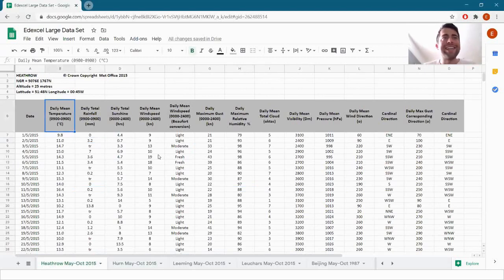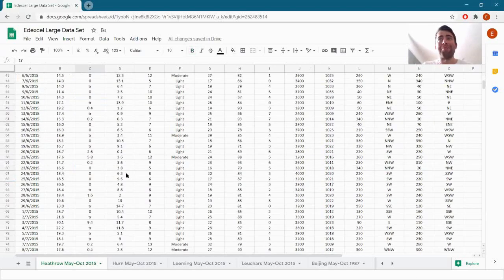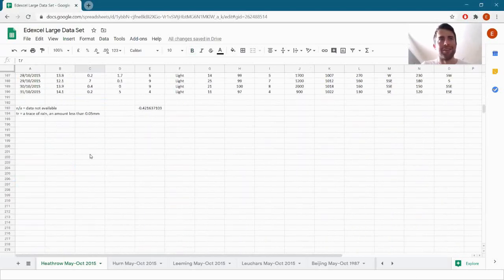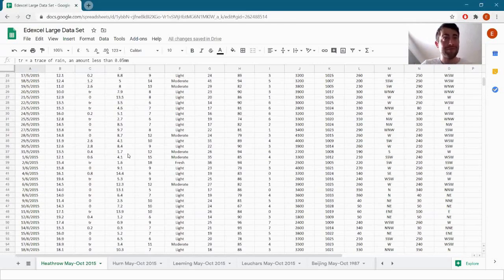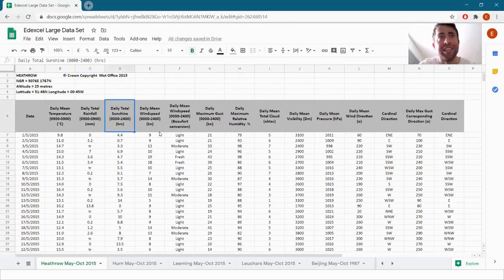We've got daily mean temperature, probably understand that. Daily total rainfall, so this is measured in millimetres, how much rainfall is collected in a day. Some of those say tr. Now that says it right down at the bottom what that means: trace, when it's less than 0.05 millimetres, so a tiny amount. Whilst we've got daily total sunshine, daily total wind speed.